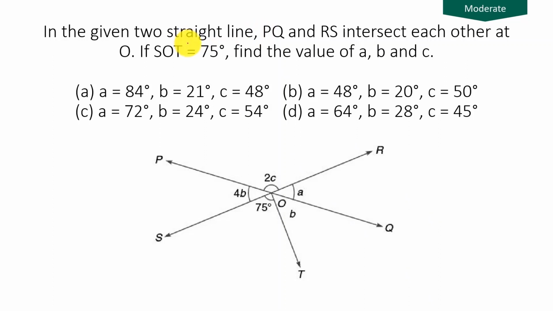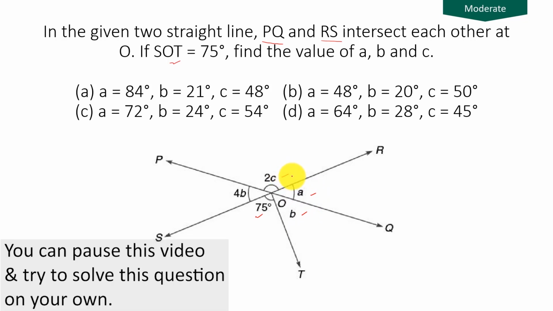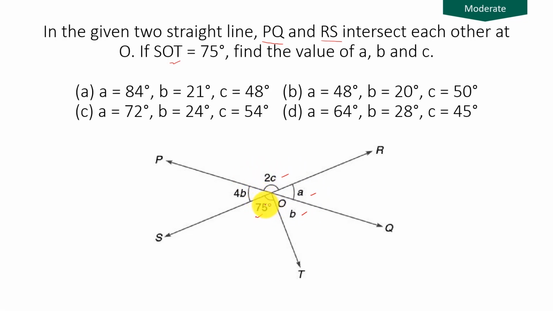Now let us practice on some questions, the kind of questions which we see in competitive exams. In this question we are given that there are two straight lines PQ and RS and they are intersecting at a point O. The angle SOT is given, it is 75 degrees. And we have to find the value of A, B and C. So we can see that there is one angle 75 degrees, then there is B, then A, then 2C and then 4B.